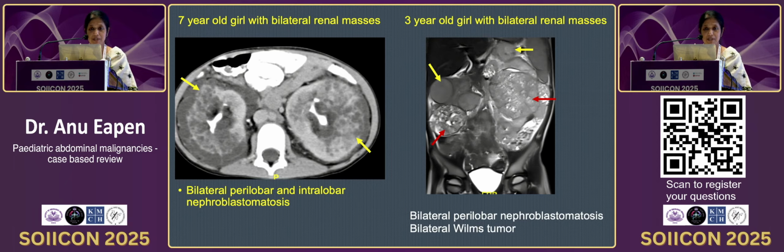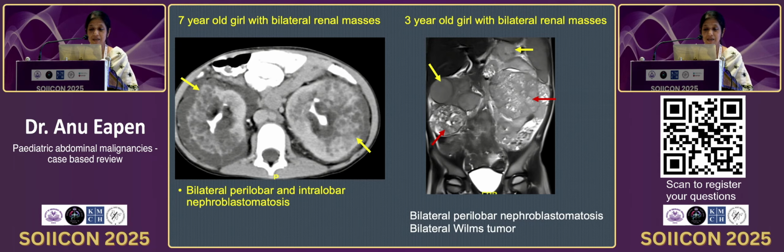So there are two types, perilobar, like we see on this first image. They are peripherally located. They can be seen as a rind of tissue around, and when the involvement is diffuse like this or multiple, it's called nephroblastomatosis. And intralobar, this child also had intralobar. You can see discrete nodules, most centrally located. So this child also had a Wilms tumor. This was a 7-year-old girl.